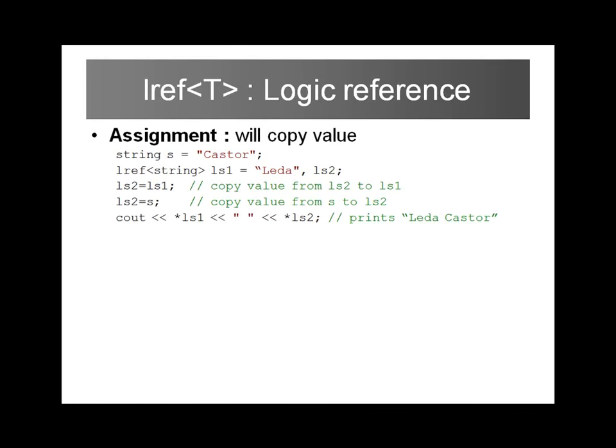Next is the assignment semantics. Assignment basically makes a copy of whatever is assigned to the logic reference. So for instance, here we have two logic references to strings, ls1 and ls2. ls2 is being assigned ls1, which basically means the value leader is going to be copied into ls2. Similarly, when we assign s to ls2, the string Castor is going to be copied into ls2. So assignment, that's all there is to it. It basically implies that we are performing a copy of the right hand side.